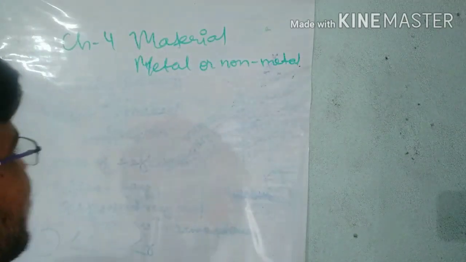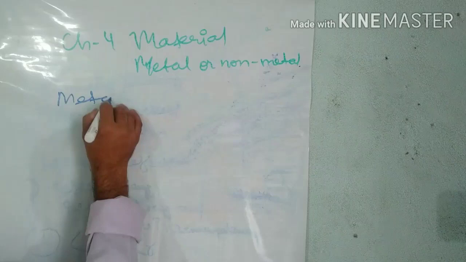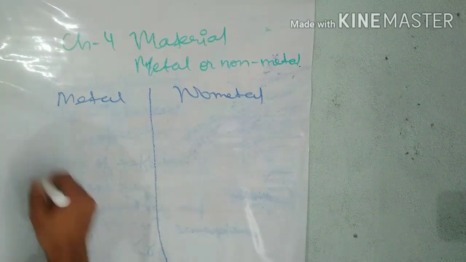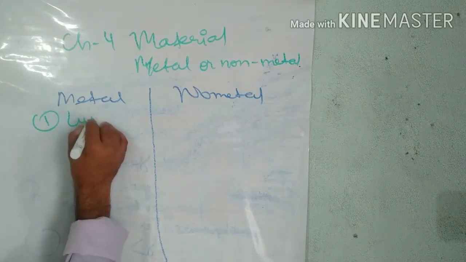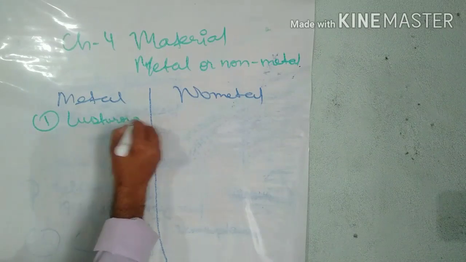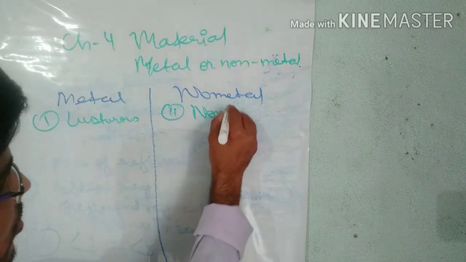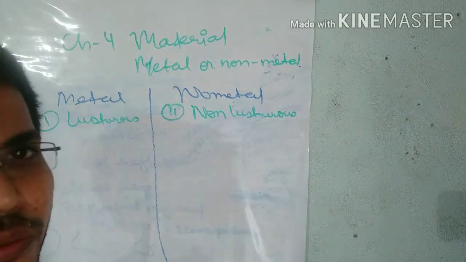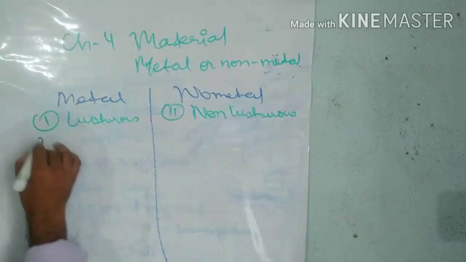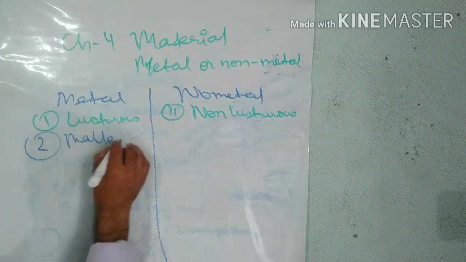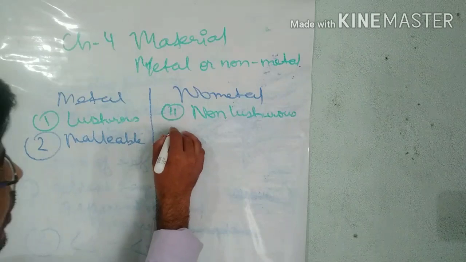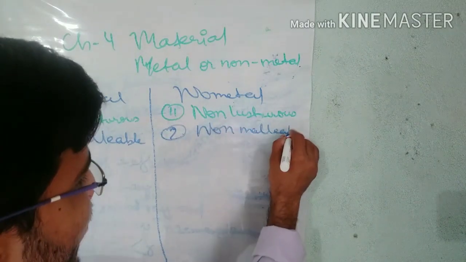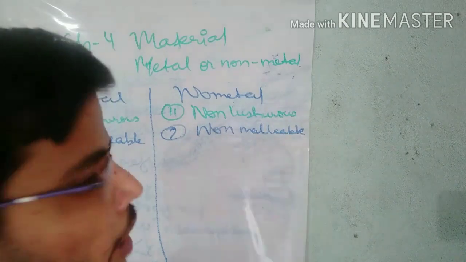Both metals and non-metals have 6 properties. The property of metal is that it is lustrous. Lustrous means it shines, whereas non-metal does not, so non-metal has the non-lustrous property. The second property is malleable. Malleable means that we can convert metal into a thin sheet, whereas non-metal cannot be, so non-metal has the non-malleable property.